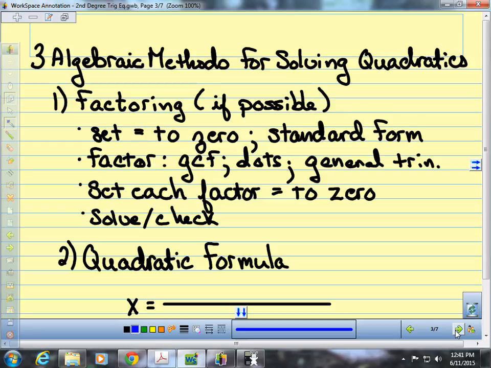Now, you would never have one of these as a quadratic, but what if you have 4 terms that don't have a GCF? What kind of factoring is that? Factor by grouping. You'd never have a quadratic with 4 terms, though. You couldn't. Okay? 2 terms would combine together. We're then going to set each factor equal to 0. We solve and we check.